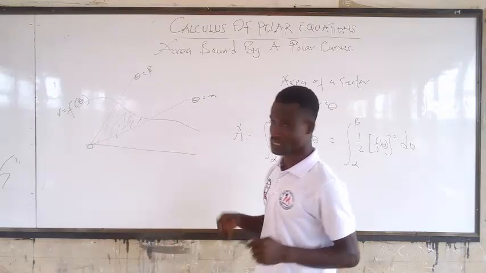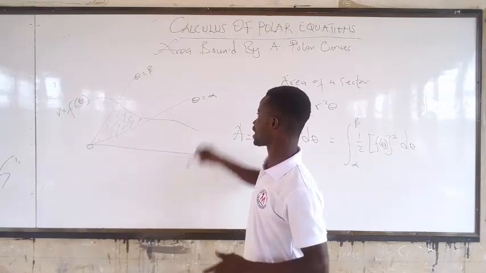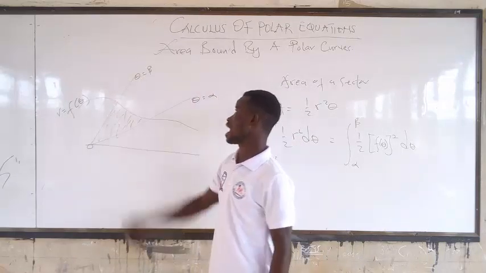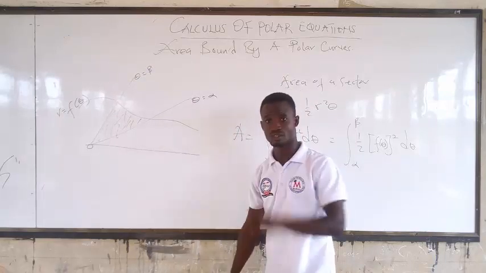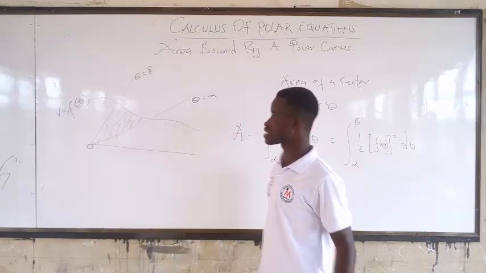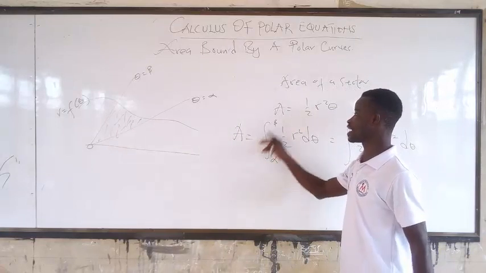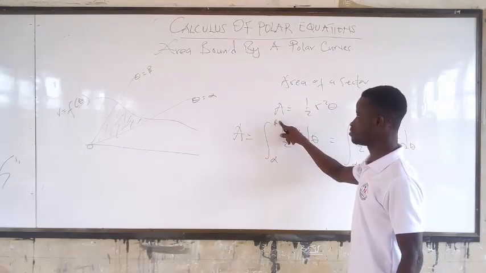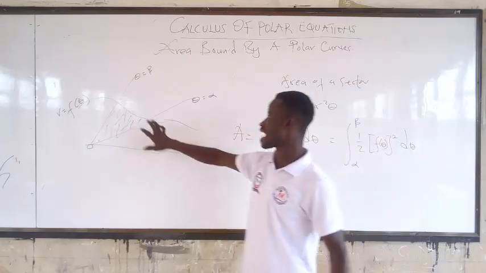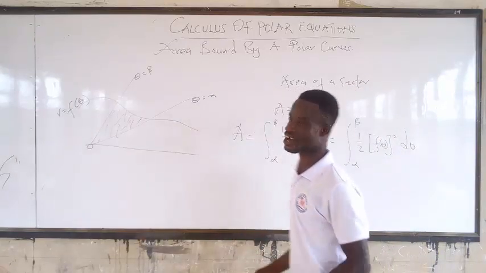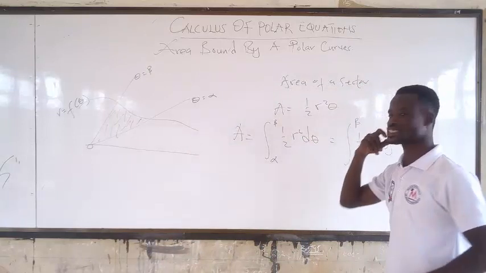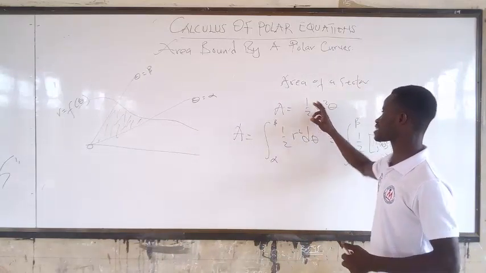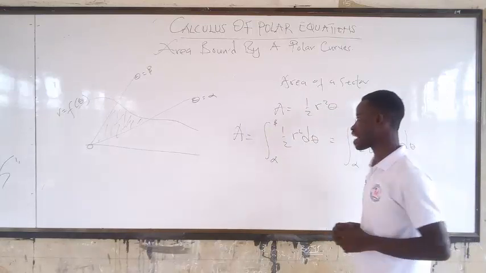Then that means that you take the integration, we take this as our lower limit, then we take this as our upper limit. So the area will be the integral from lower limit to what? Upper limit. Now you can see that this is like a sector. So it's like you are taking the area of what? A sector. And you know the area of a sector is half r squared theta.